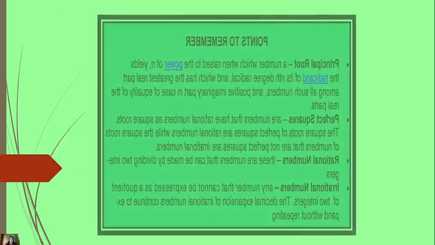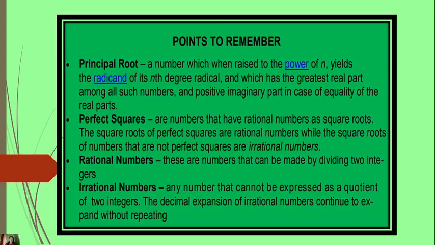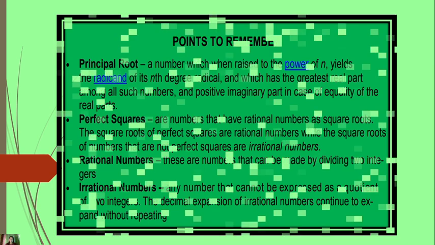So in your activity sheet, we have points to remember. So we have terms, just like principal root. What is principal root? Perfect squares, rational numbers, irrational numbers. So as we go on to the next succeeding slide, you will learn what principal root is, perfect square, rational, and irrational numbers.